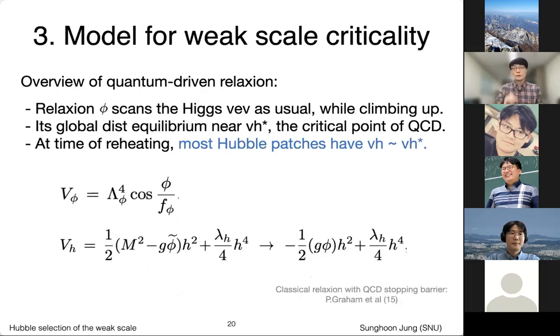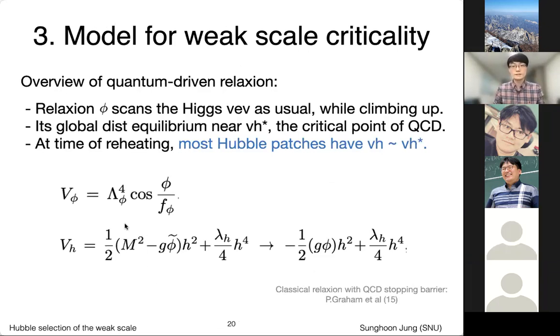All right, now we have to talk about a model for the weak scale criticality. Previously I just said that we're going to vary the Higgs vev by hand, but now we're going to come up with a model where during inflation the Higgs vev is varied as a function of some underlying mechanism.